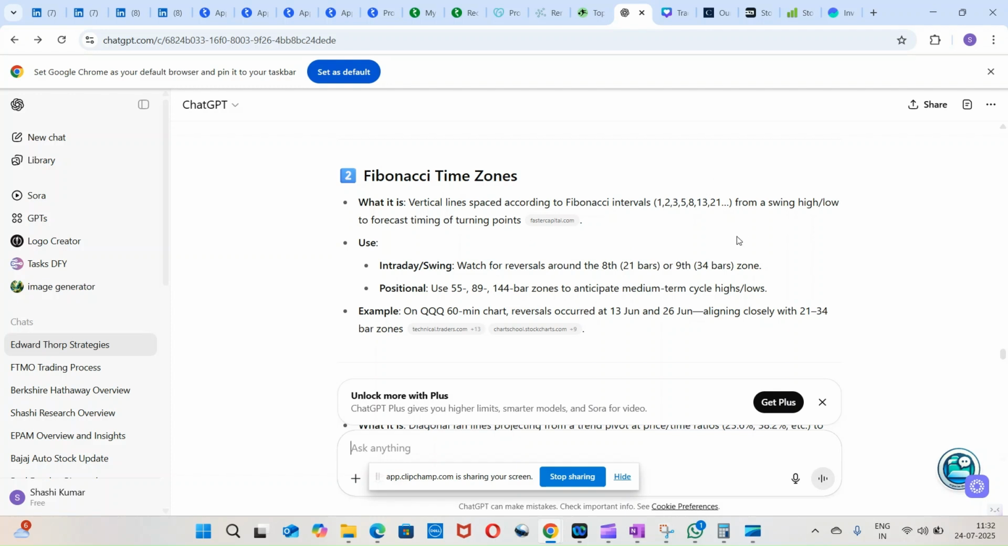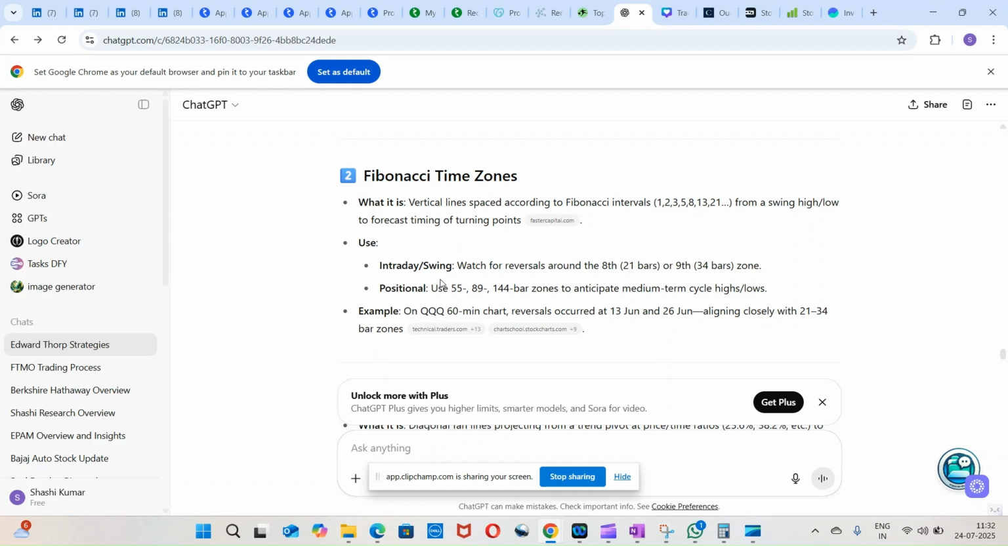Okay, so where the market can turn or continue, these fib time zones allow you to do that. You take a swing high and low and mark this fib time zone. Then it will give you places where there could be turning points in the market. Okay. So the use of these fib time zones is intraday, and swing if you want to use it. You can watch for reversals around the eighth line or the ninth line.